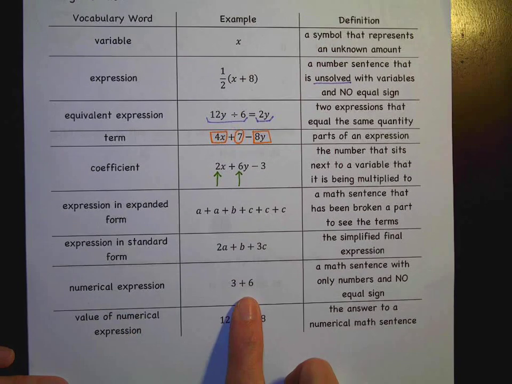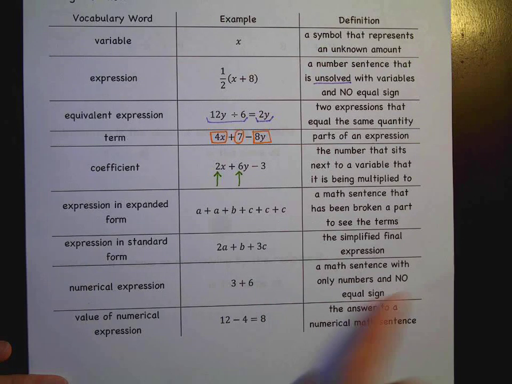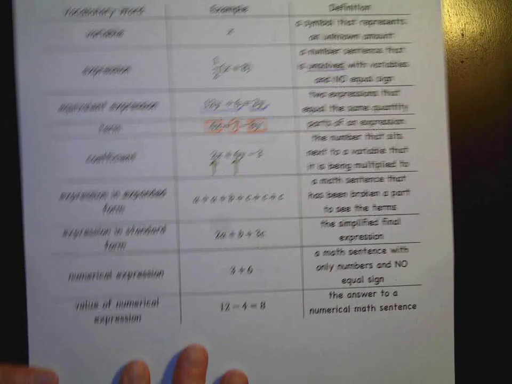Numerical expressions only have numbers. Okay, so 3 plus 6 is considered a numerical expression because the terms are only numbers. A math sentence with only numbers and no equal sign is an expression.